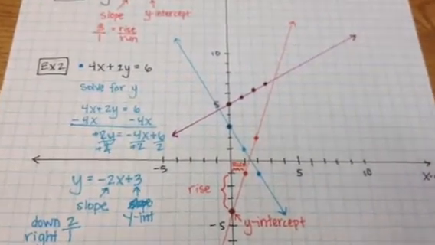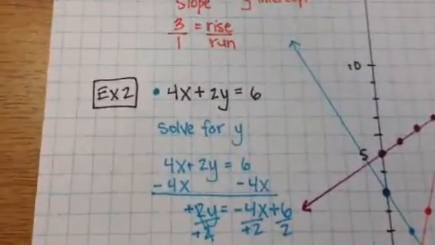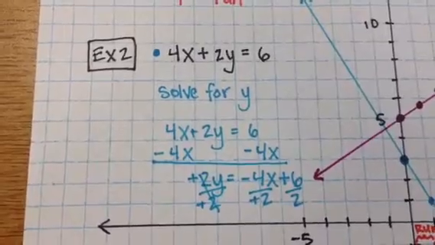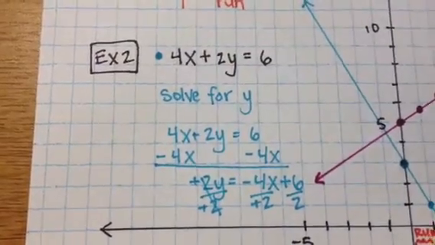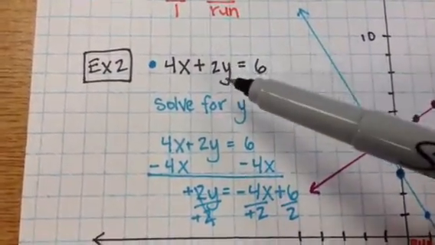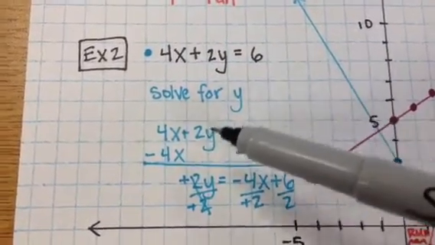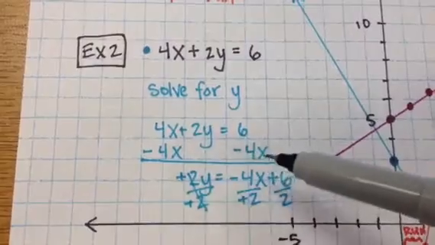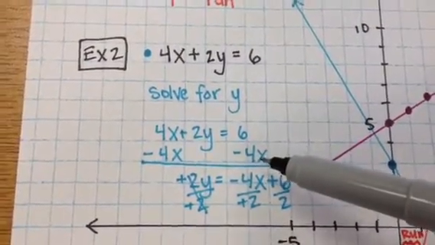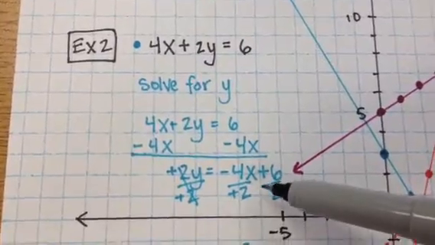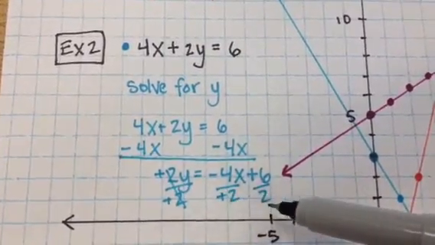For the next example, if you're ever asked to graph something that is not in y equals form, you need to solve for y first. So in this next example, I have 4x plus 2y equals 6, but we've got to get y by itself. The first thing I'm going to do is subtract 4x from both sides, and I get 2y equals -4x plus 6. And then I'm going to divide every little piece by 2.